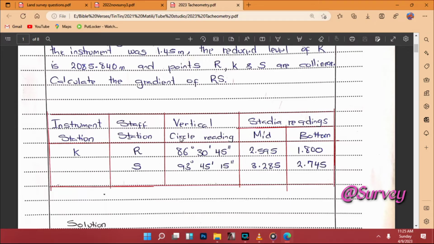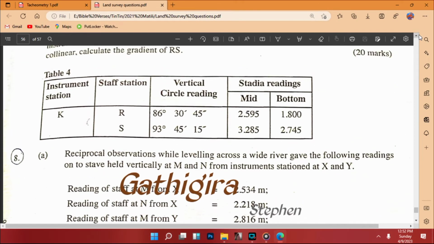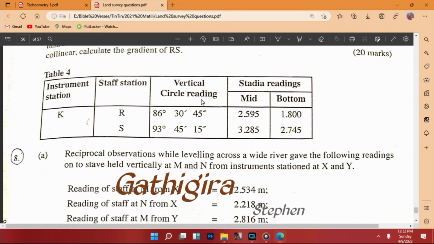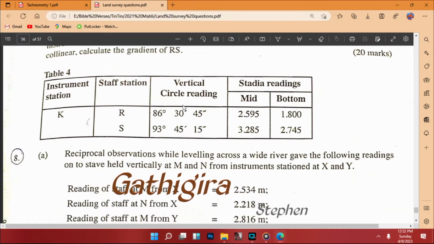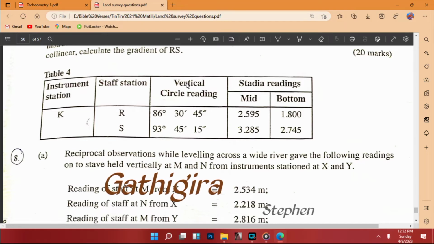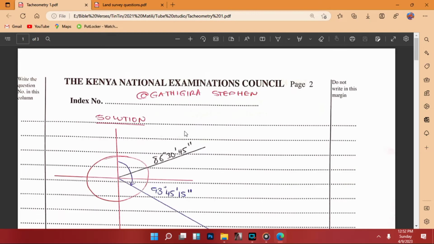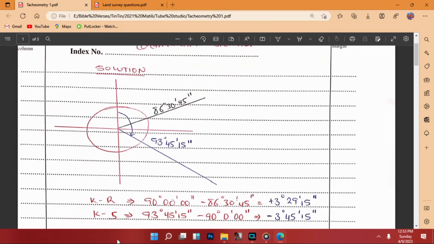So this vertical circle reading is a whole circle bearing. So here in this question, we have been given the vertical circle reading. So this is the vertical circle reading, and we are supposed to get the vertical angle reading. So this vertical circle reading represents the whole circle bearing in the diagram. So let's go to the solution.